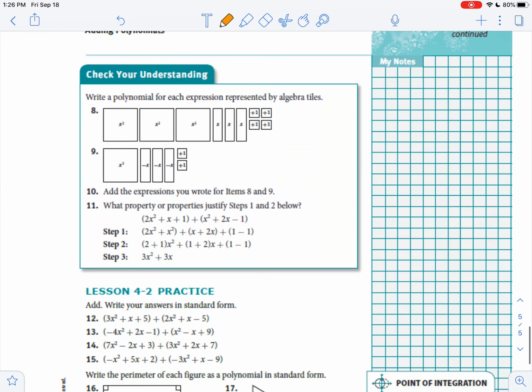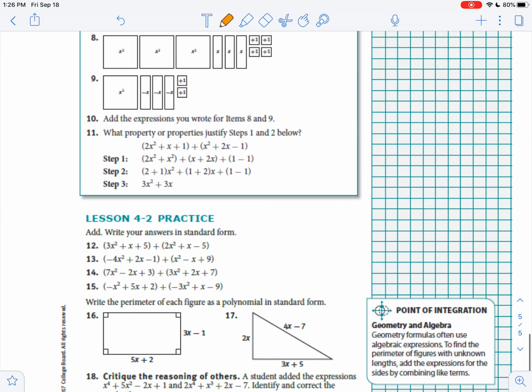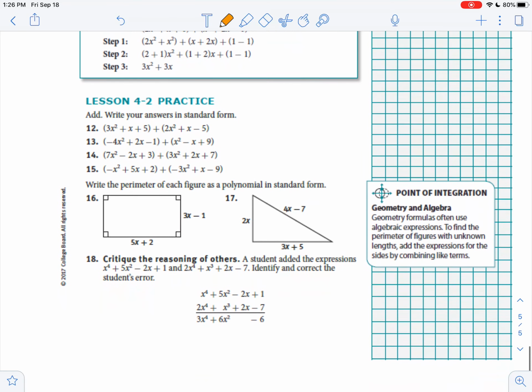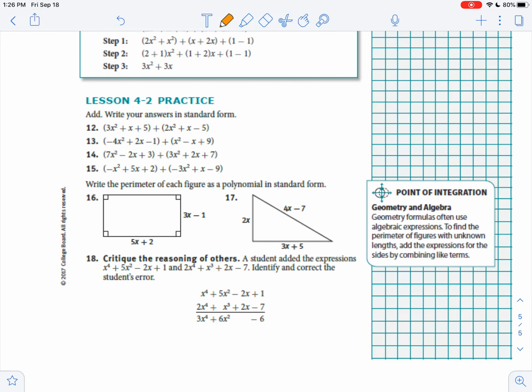So that'll take us to the check your understanding, a couple of them with some algebra tiles and then some others, and then down towards the bottom, a little more practice with adding polynomials without the algebra tiles. So work on that, check your answers on the PDF that I have uploaded with the solutions, and ask questions in class tomorrow.